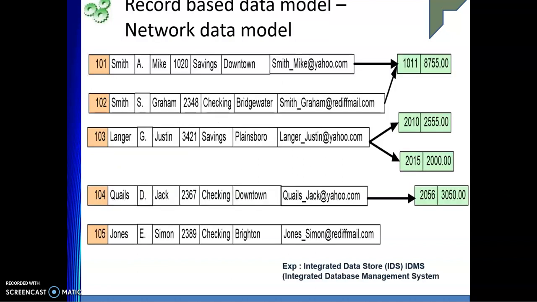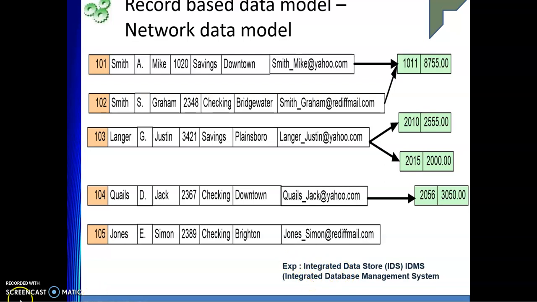Let us move to the next one, the record-based network model. In the same example, one record will be linked with another record, and sometimes another record is linked to the next record itself. One record will again be bifurcated into two different types of links, and so on. This is the typical structure of the network data model. One important example is the Integrated Data Management System.